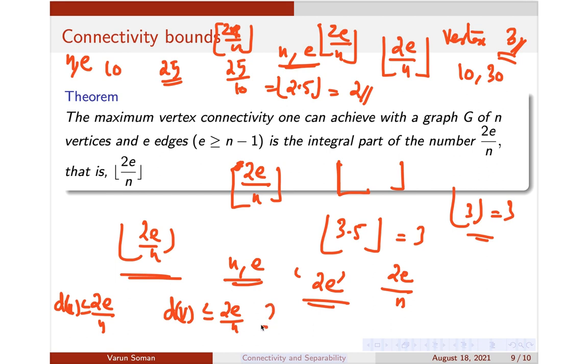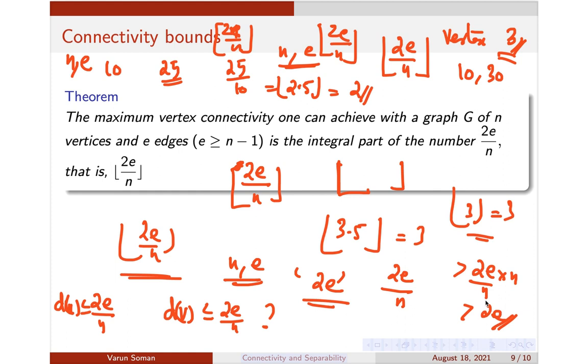Suppose the degree of every vertex is greater than 2e/n. How many vertices are there? n vertices. When you add up the degrees of these n vertices, you get n times 2e/n, which is greater than 2e. So if every vertex has degree greater than 2e/n, your total degree will exceed 2e.